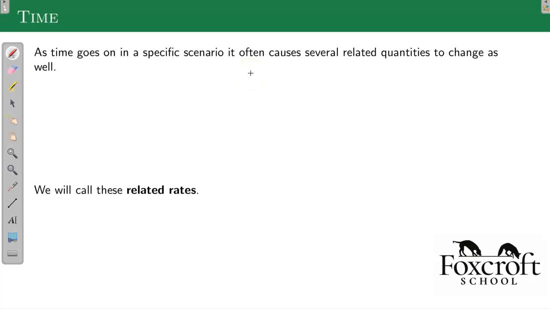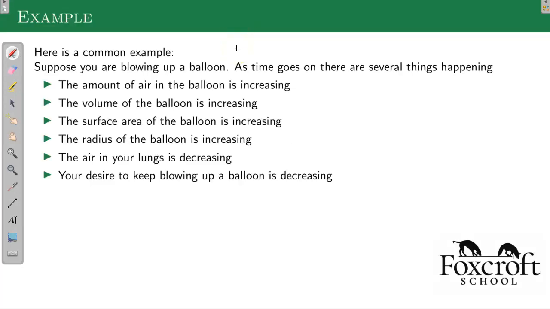So these related rates are all going to be related to time. As time is progressing in some scenario, oftentimes several different quantities are going to change. We're going to call these related rates because they're changing. They're rates, but they're related because they're all in the same scenario, and they're changing because another one is changing. So here's just one common example.